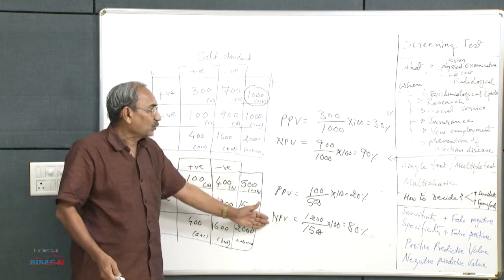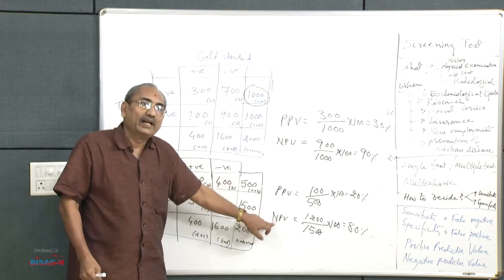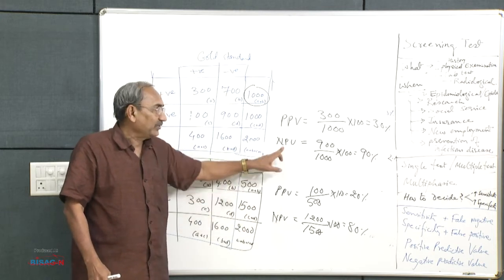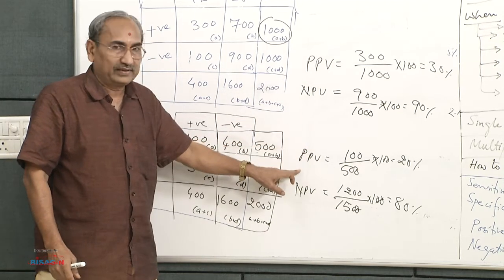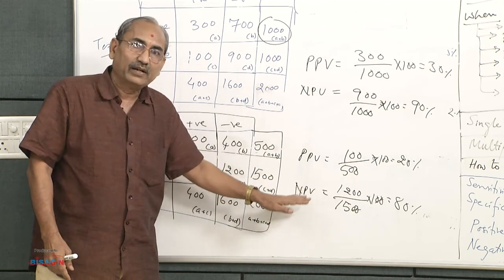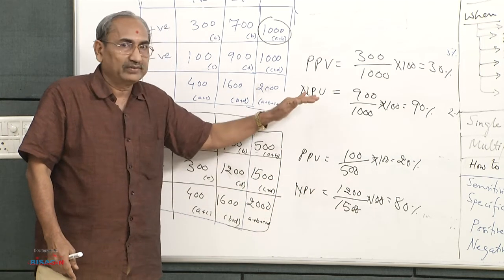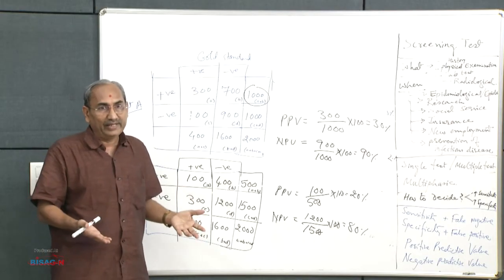If you compare these two tests, this test's negative predictive value is less compared to the other, and here the positive predictive value is also less. So, if you look at these figures, this test is less good compared to the other. You also need to compare the sensitivity and specificity.